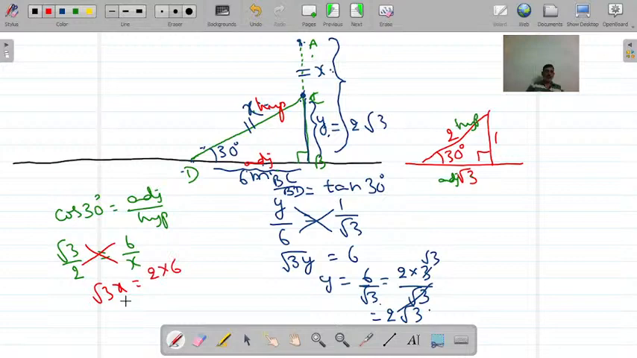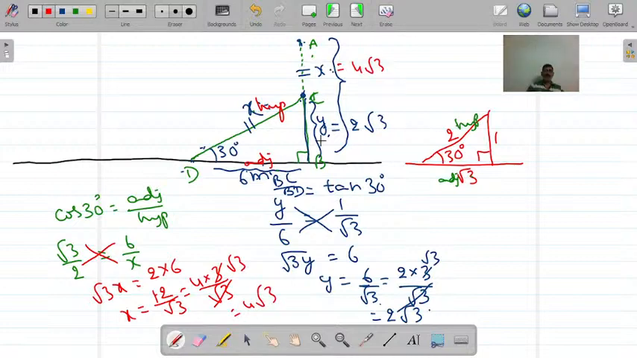And just like the previous one, you can write 12 by root 3, that is 4 into 3 by root 3. If you want, you can cancel this root 3. So it is 4 root 3. Now you see, this x I got is 4 root 3.